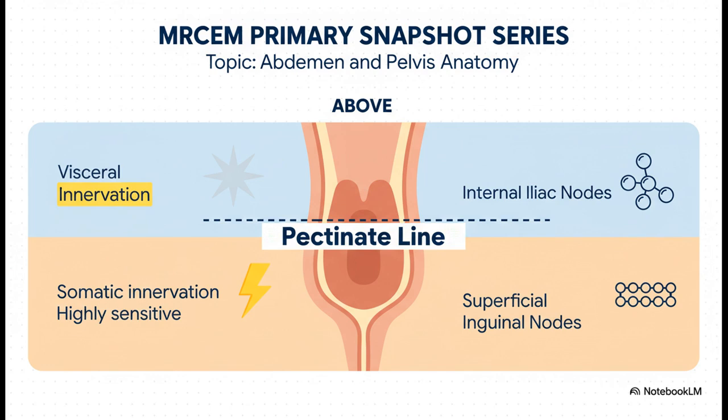And look at the lymphatics. A cancer above the line drains deep into the pelvis to the internal iliac nodes, but below the line, it drains to the superficial inguinal nodes in the groin. That is a massive, massive clinical difference.